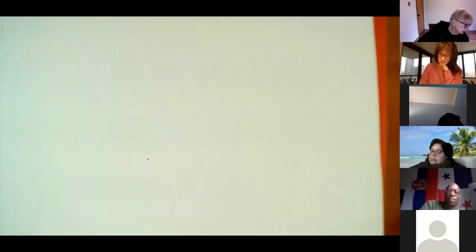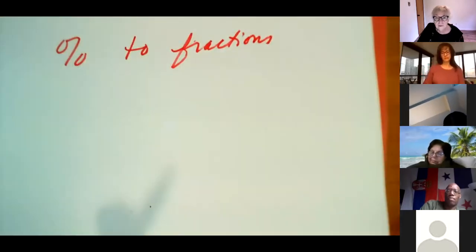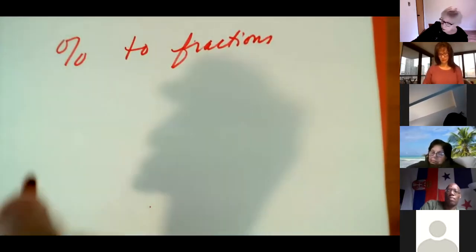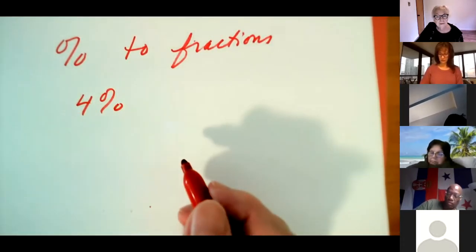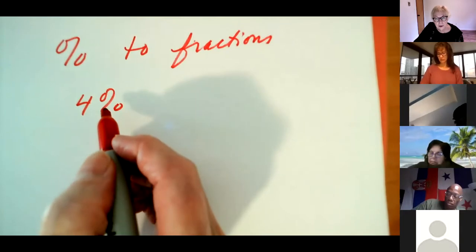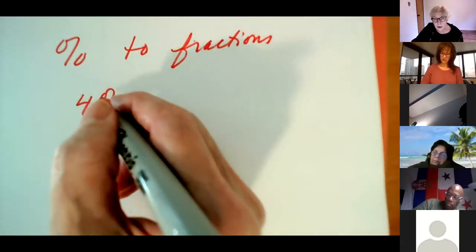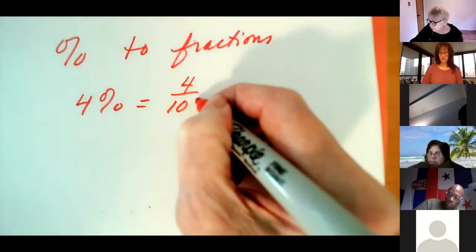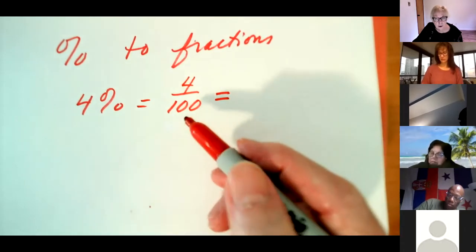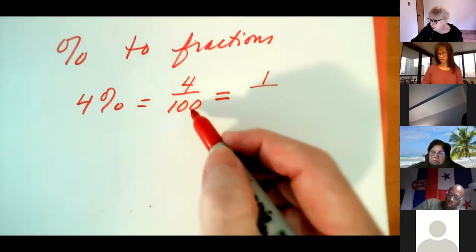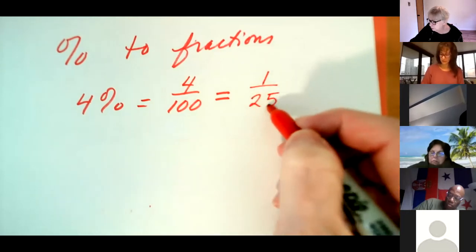So let's take the next batch. We want to change, let's see, percents to fractions. Okay, here's the first one, 4%. So when you know you're going to a fraction, let's make a fraction. And so 4% is 4 divided by 100. Let's reduce it by 4. 4 into 4, 1, and 4 into 100 is 25.